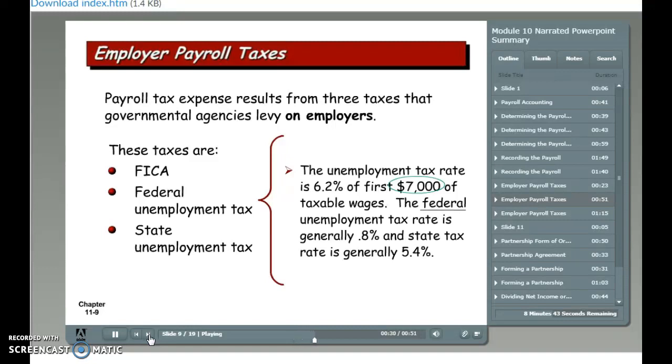The federal unemployment tax rate is usually 0.8%, which is less than 1%. So you will multiply the earnings by 0.008 to calculate federal unemployment tax amounts. The state unemployment tax rate is usually 5.4%.